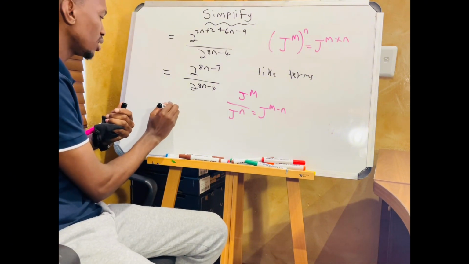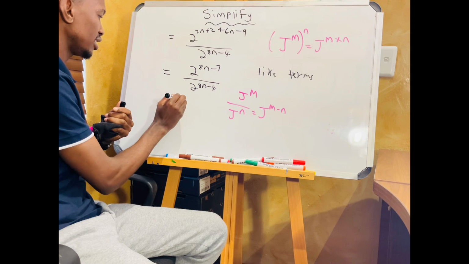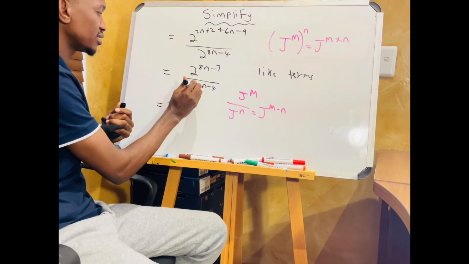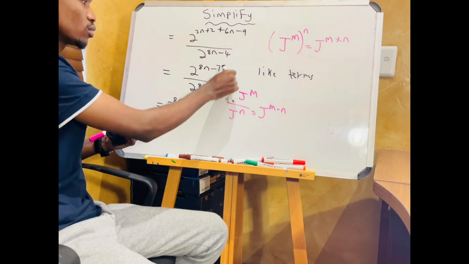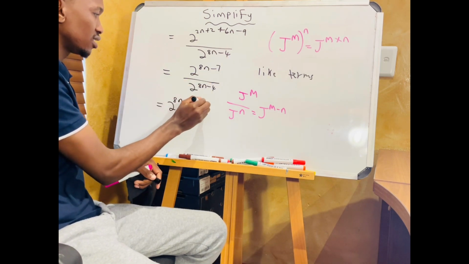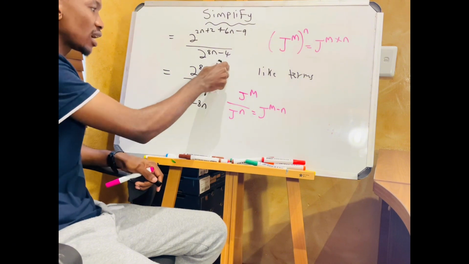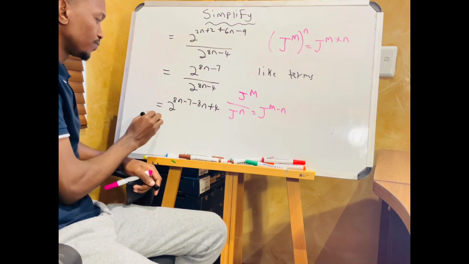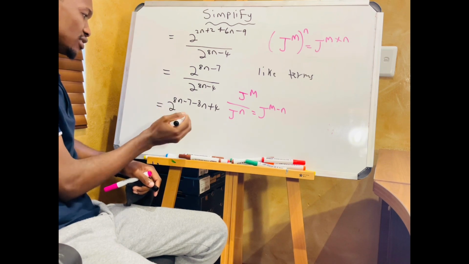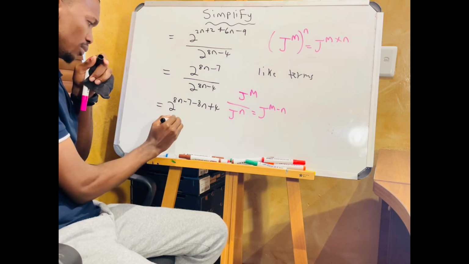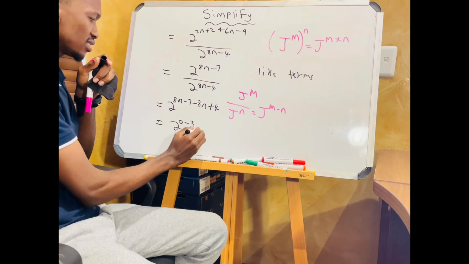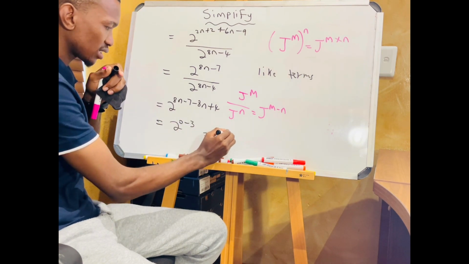So I'm having 2 to the power 8n minus 7. Remember, the 2 is the base. I'm going to take this one and it goes above. So 8, when it goes above, becomes minus 8n. This is negative 4; when it goes above, it becomes positive 4. Then what happens? These are like terms, they cancel out. So I'm going to have 2 to the power 0 minus 7 plus 4, minus 3. So this is the same as 2 to the power minus 3.